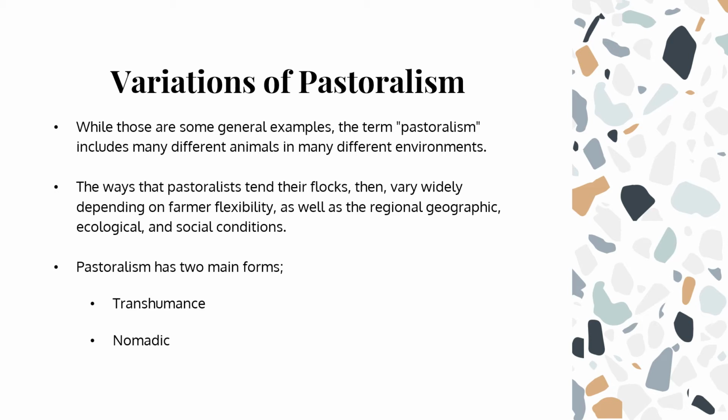So ways that pastoralists tend to their flocks vary widely depending on different things, like how flexible the farmer can be, and where they're geographically located. So if they live in a mountainous range or a desert range or a tropical range, it's going to look different, right? Ecological, and then also social conditions as well. Are they living in a small, familial tribe? Are they living in larger cities? Where are they located, and what are the social hierarchies that are involved?